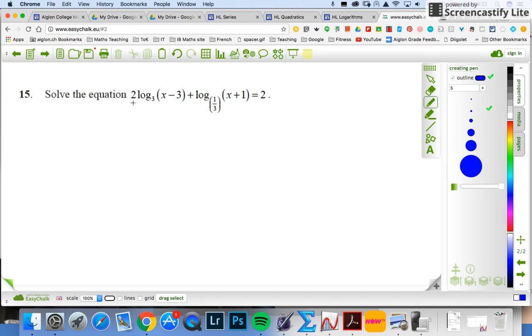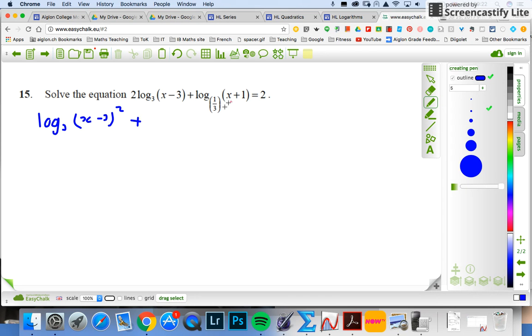Here we've got a question from an old higher-level paper, and we've got to get the value of x. Now, I want every log to be base 3. That's how I'm going to solve this. So the first one, I'm going to keep as log base 3 because it's already in base 3. But that 2, I'm going to move inside using the power rule. So I'm going to have x minus 3, and then I'm going to square that inside.